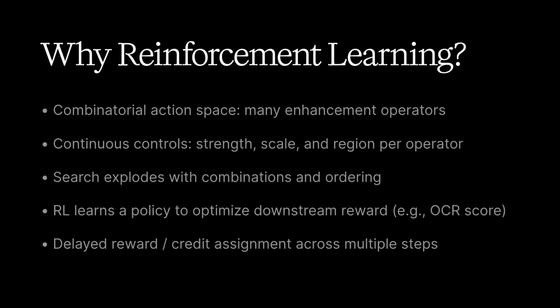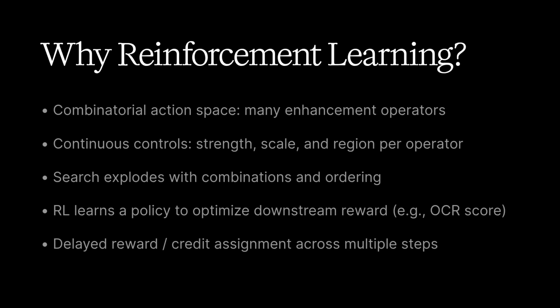Another reason to use reinforcement learning is that the action space is combinatorial. Let's say you have 10 enhancement operators to choose from, and each operator has a few continuous parameters, like how strongly you want to apply it, at which scale, or to which region. These are continuous parameters for each of the operators. As you combine those things, the combinatorial space explodes. It becomes really huge. Reinforcement learning allows you to search this space efficiently by learning a policy that directly optimizes against downstream reward.